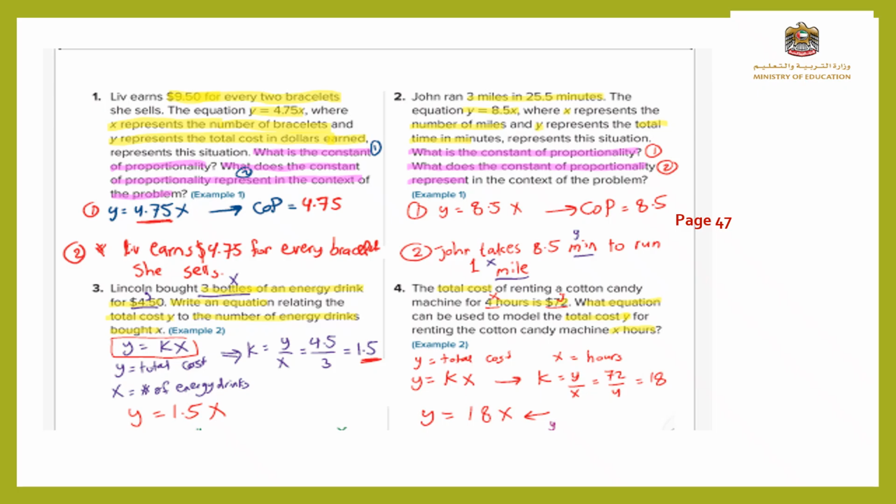They have given you y equal to 8.5x, which means the constant of proportionality is 8.5. Then the question is John ran 3 miles in 25.5 minutes, which means 25.5 divided by 3, that is 8.5. So John takes 8.5 minutes to run 1 mile, or each mile. So this is also the same way. Try it and do it.